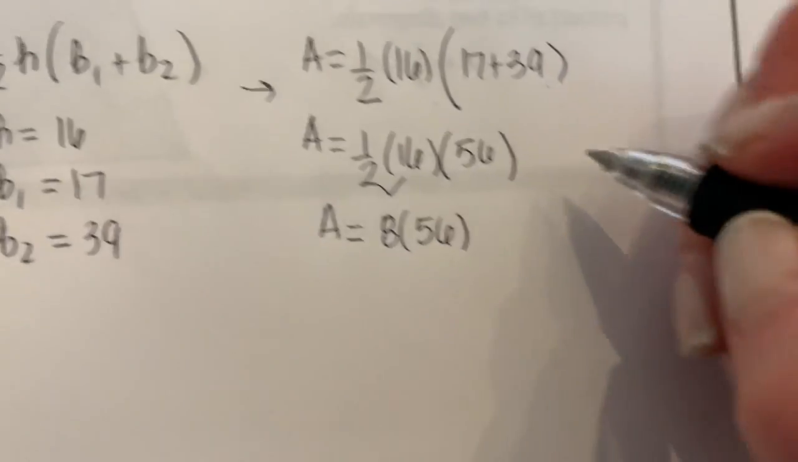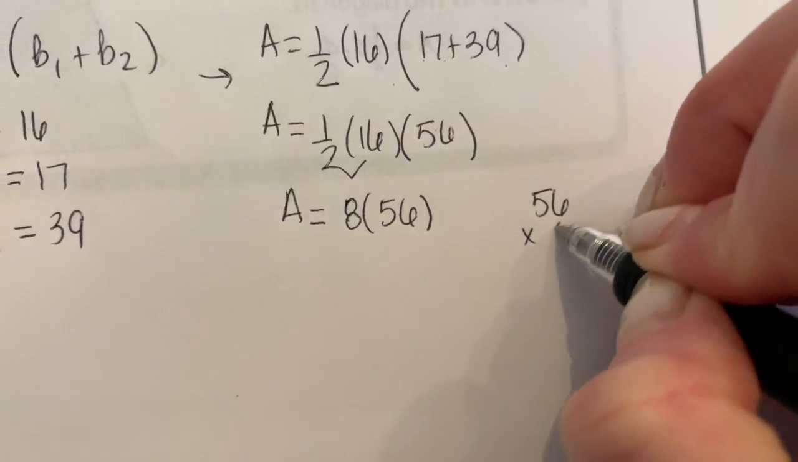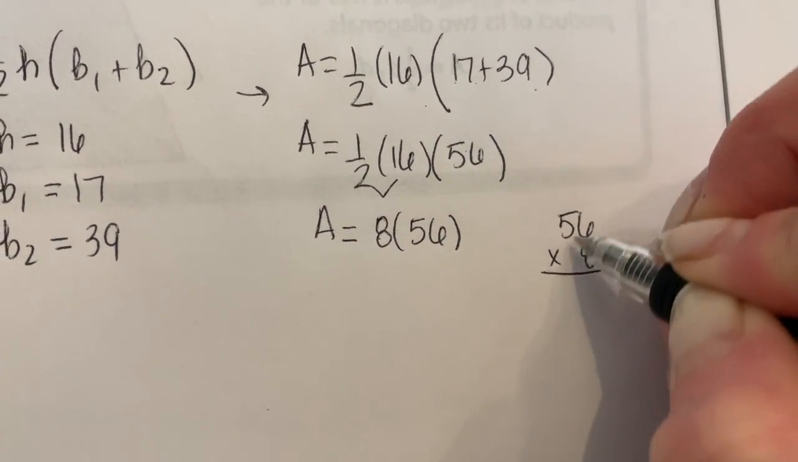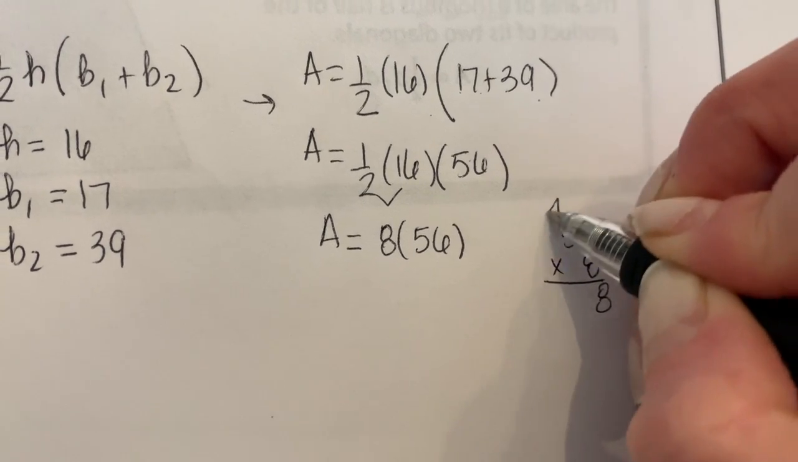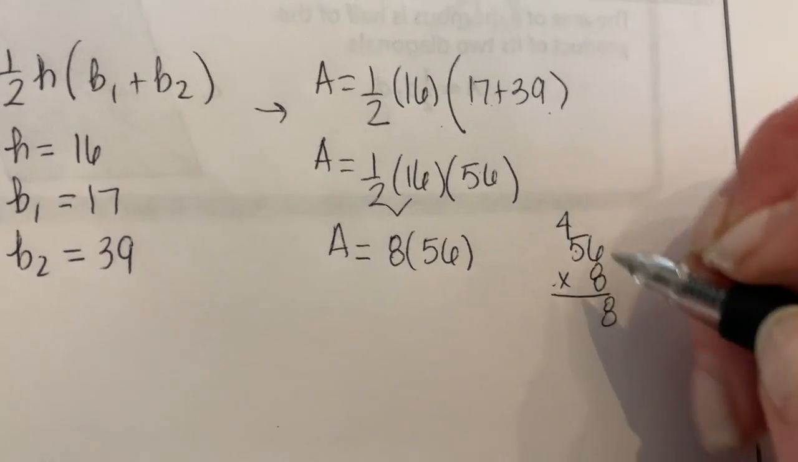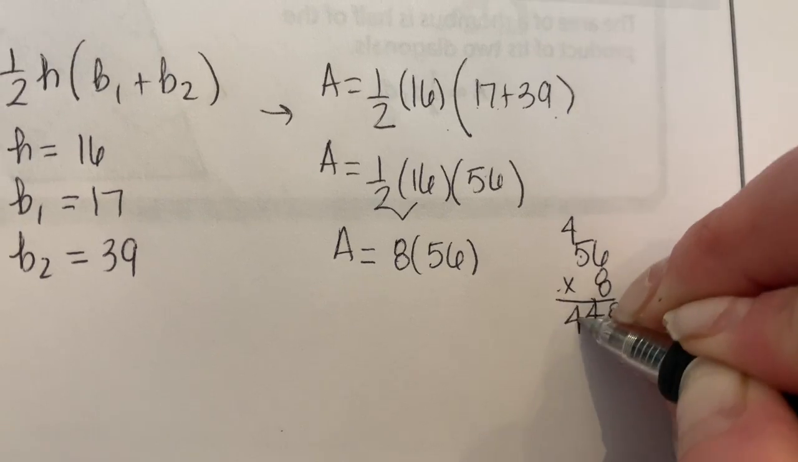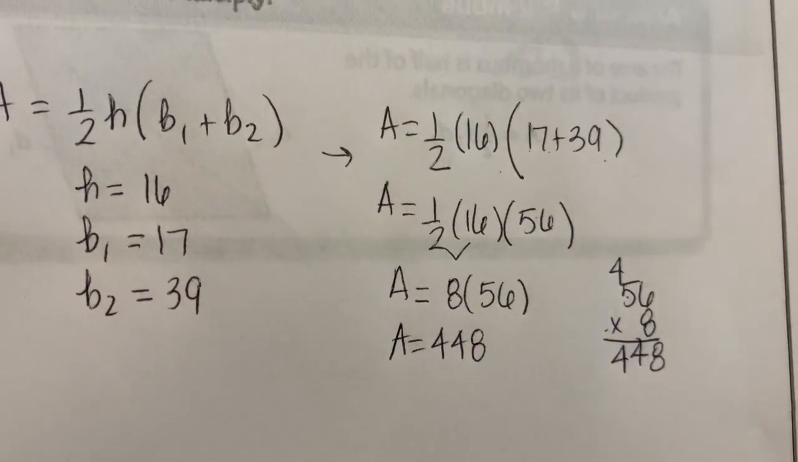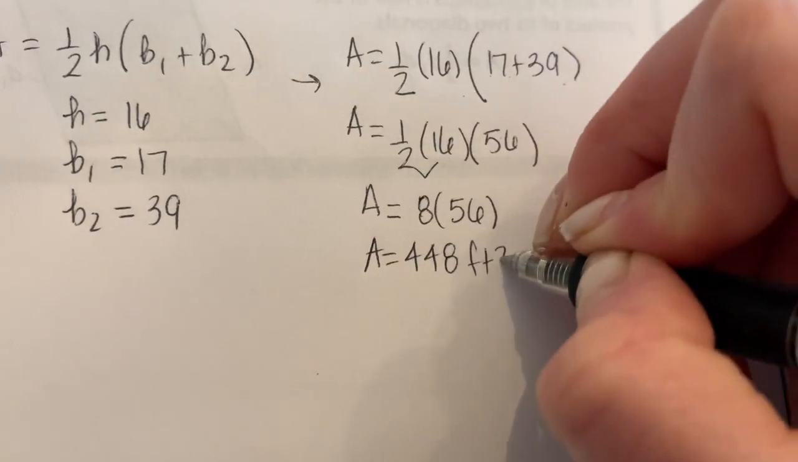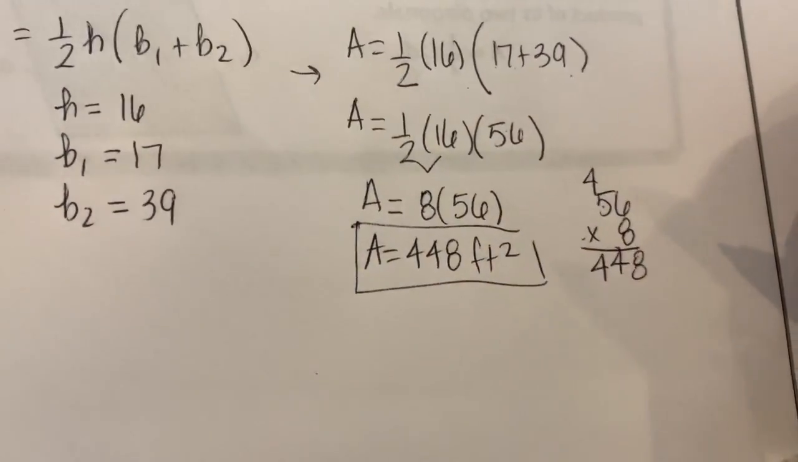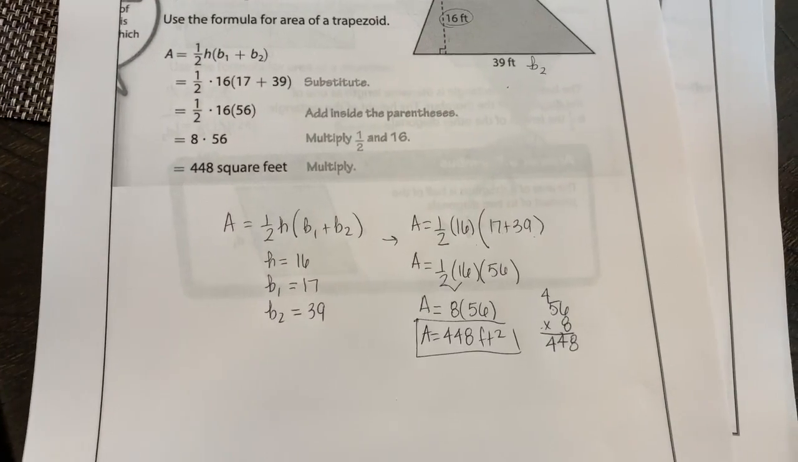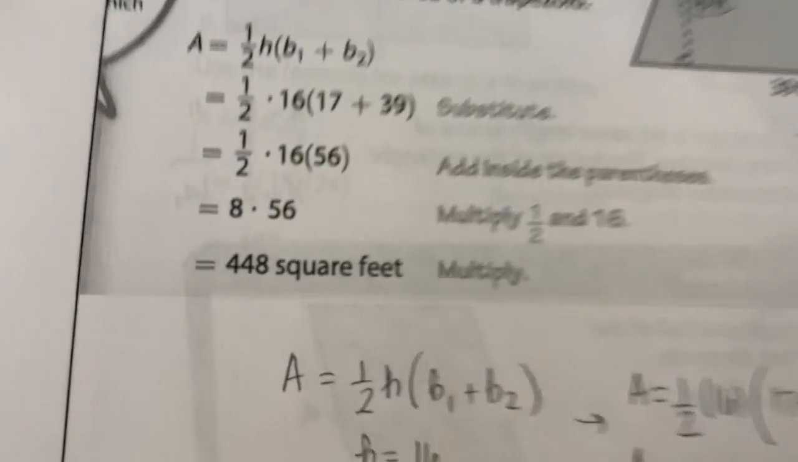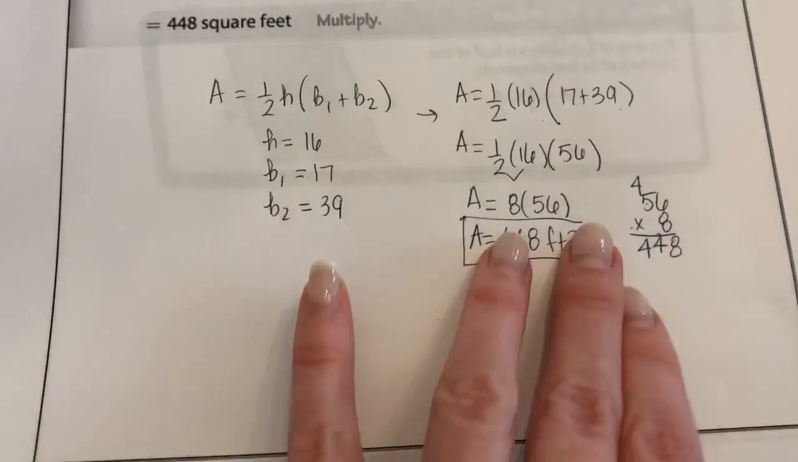Okay, and now you can do it off to the side if you need to. I'll show it all the way out. 8 times 6 is 48, carry the 4, and then 8 times 5 is 40, plus 4 is 44. So the area is 448, and it was feet, so it's going to be feet squared. Area units are always squared. You can also write square feet, just so you know. I like to keep it this way though.